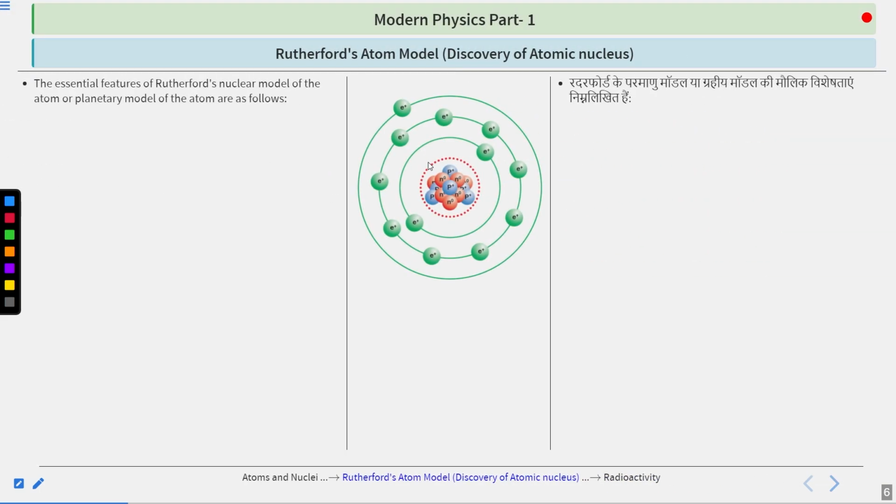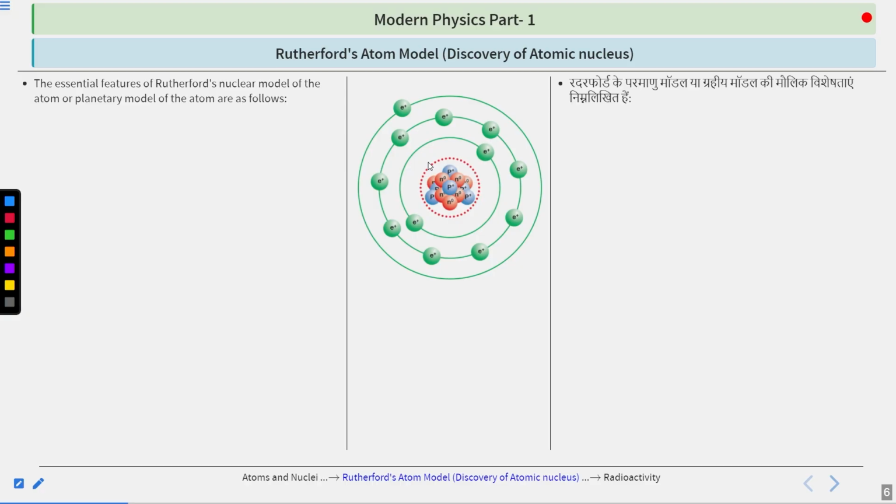Now we are talking about Rutherford's atomic model, because we know J.J. Thomson first gave the atomic model. Later on, it got modified by Rutherford and Niels Bohr. So first Rutherford will come. Rutherford's atomic model is also known for the discovery of the atomic nucleus. So let's have a talk on this.